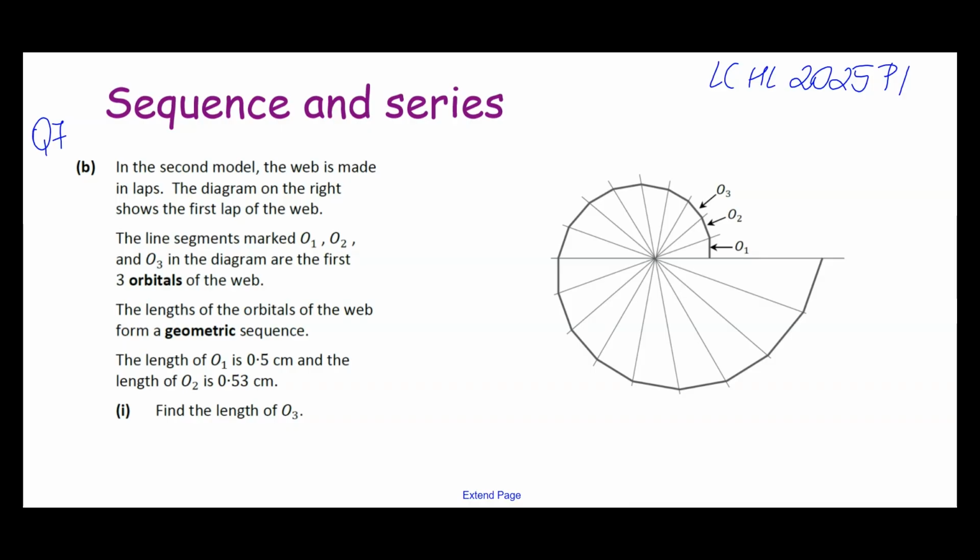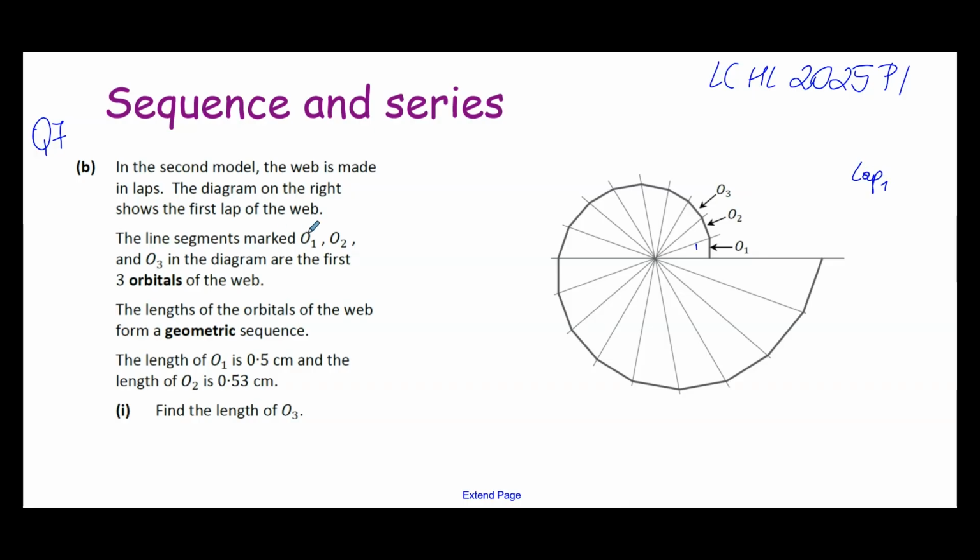We keep looking at sequence and series in big questions, so let's have a look at this part of the question. In the second model, the web is made in laps. The diagram on the right shows the first lap of the web. We can see that it is starting and it is growing, isn't it? It's getting bigger, and that's the first lap.